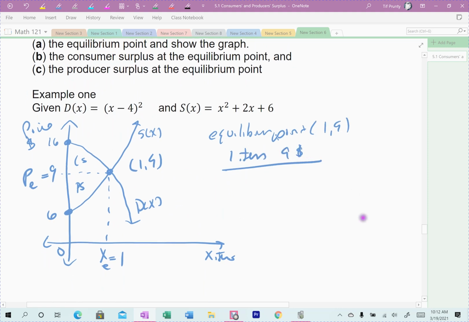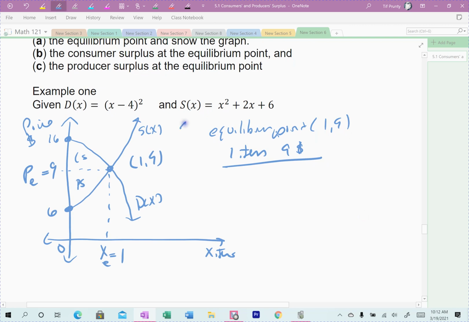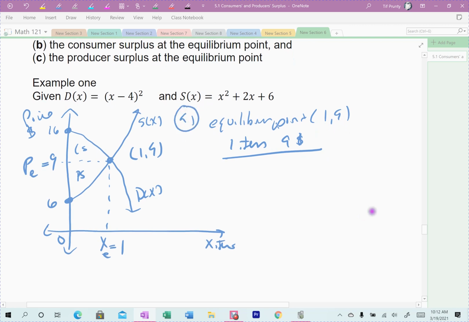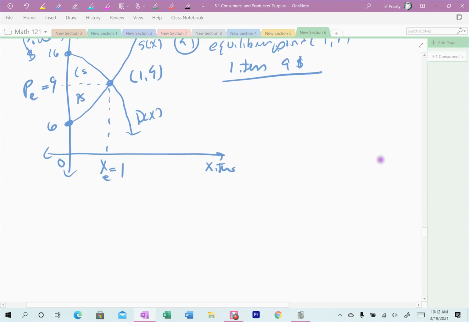Alright, part A is done. There's part A. Part B, consumer surplus at the equilibrium point, and then C is the producers. All right, so B, consumer surplus. So remember, consumer surplus is the area above the rectangle, the revenue generated.